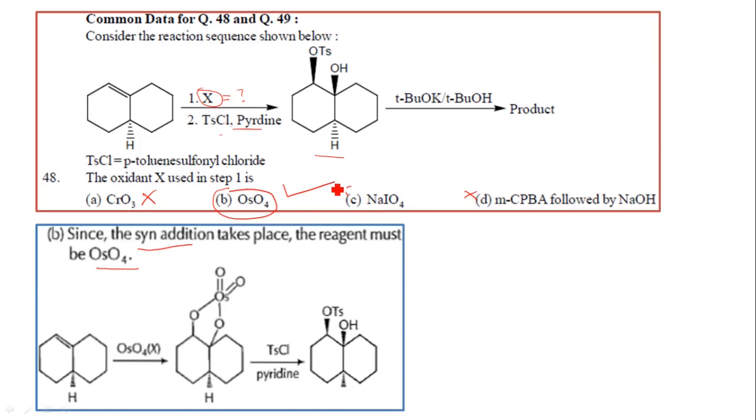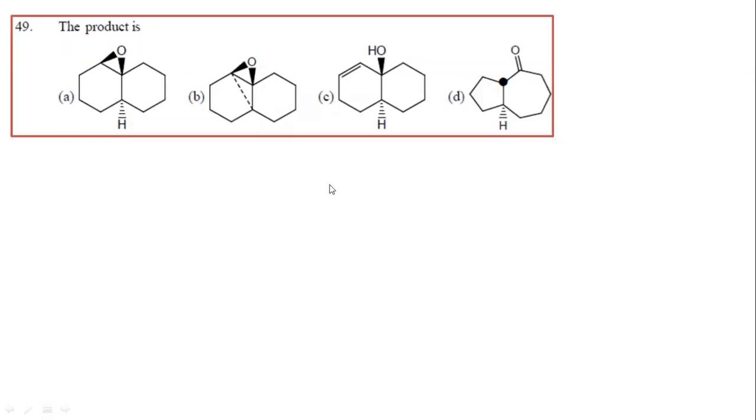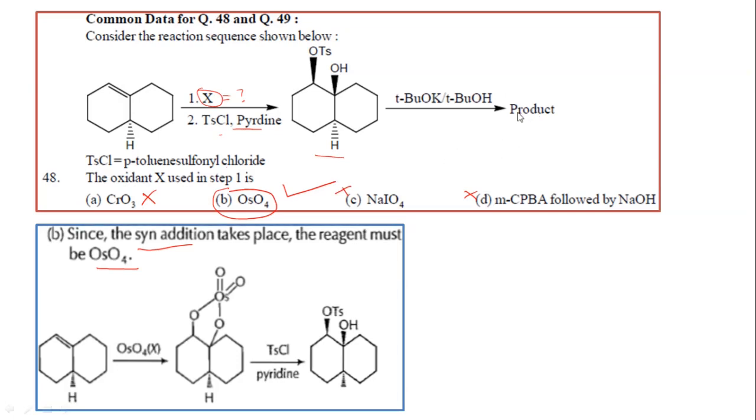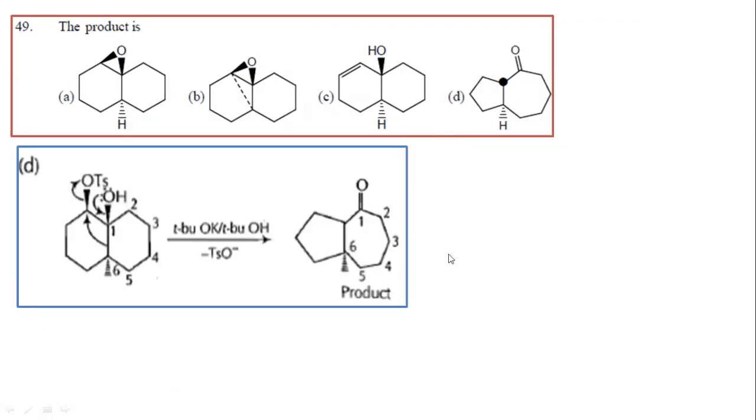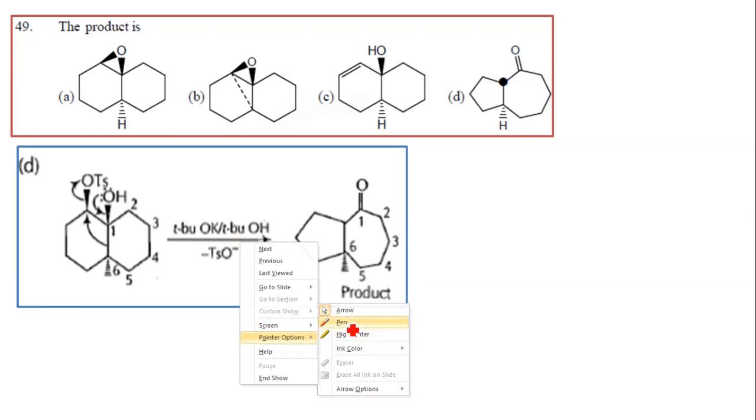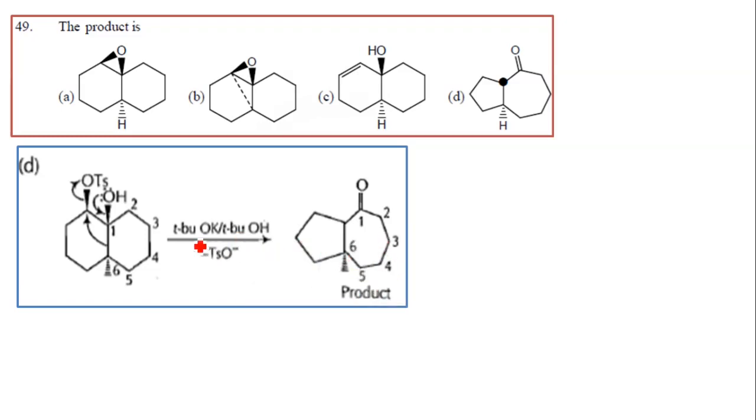Now we come to question number 49. You see what the final product is on treatment with t-BuOK, that is potassium tert-butoxide. What will be the product formed? The product formed is this one. It's a 5-membered ring, a 6-membered ring, and this is a 7-membered ring. On removing the tosylate, a cyclization occurs. So option D is the correct answer. Next question.